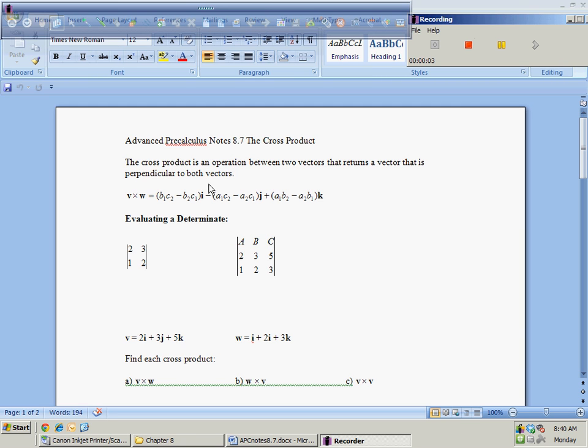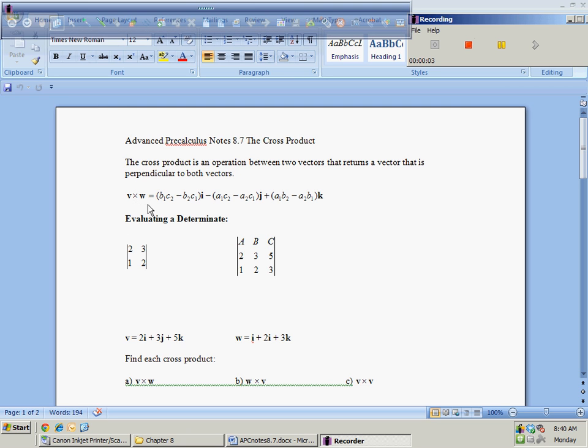Why wouldn't it just give a vector like 45? I don't know, that's the way it works. It just gives you a vector that's perpendicular to those, and a lot of times that vector is useful.